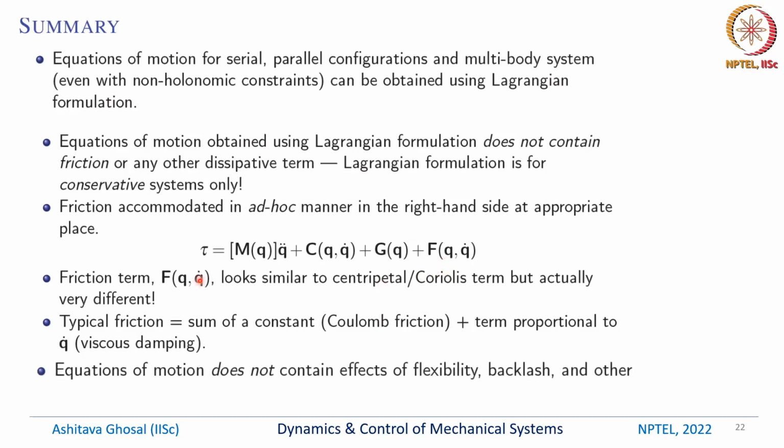The other disadvantage of the Lagrangian formulation is that this equation of motion does not contain the effect of flexibility, backlash and other unmodeled dynamics. People are worried about what is happening to the energy which is going into the flexibility. If there is a deformation, something called strain energy might be happening. We can have backlash between the gears which are there in the motors. So we cannot model all these effects in the Lagrangian formulation.